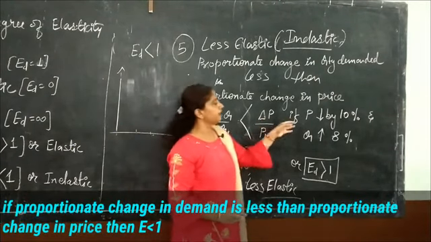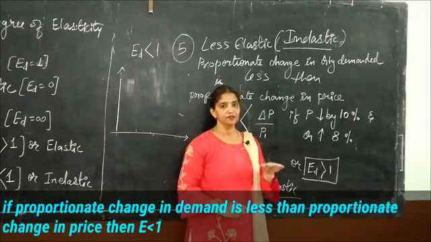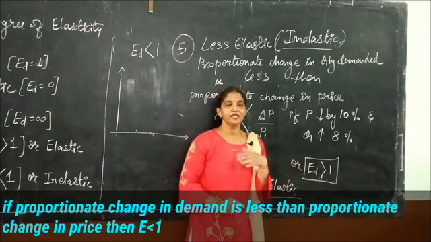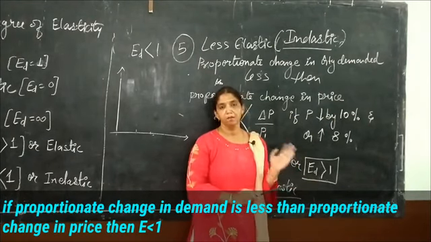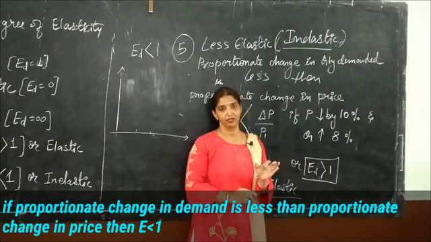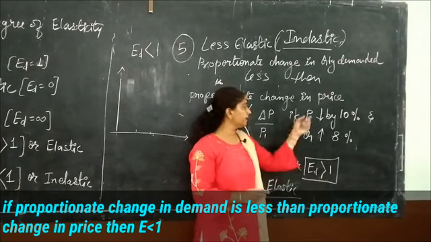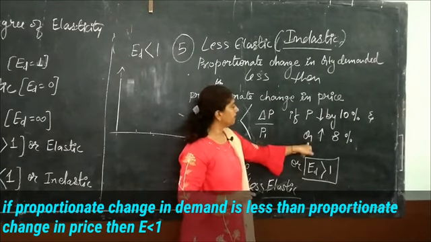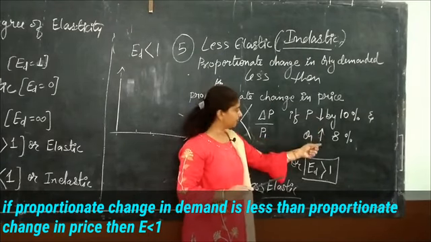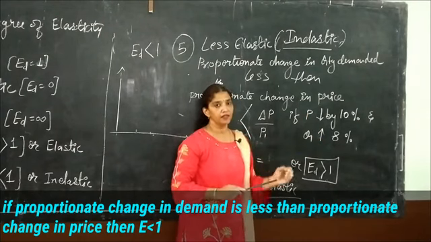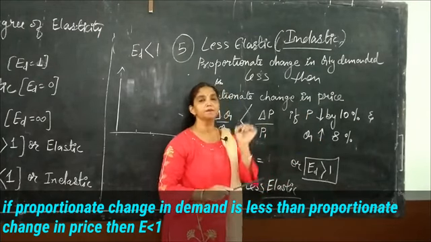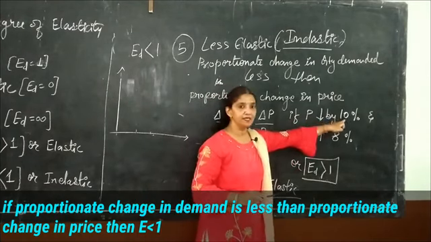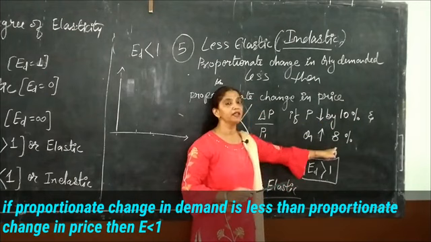Suppose that there is a fall in price, and this fall in price is equal to 10%. Okay, because of the fall in the price, the demand is rising, but the demand will rise by a smaller percentage than the change in price. The price was falling by 10% and the quantity is increasing by 8%.